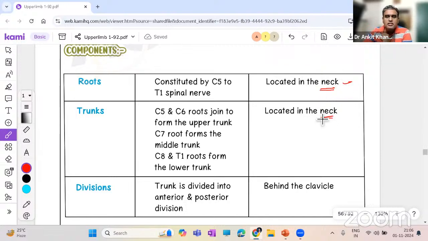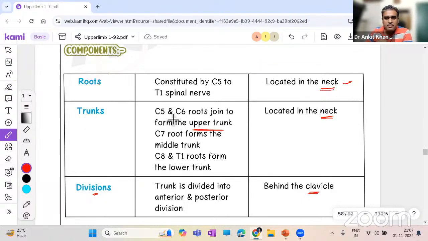Trunks again in the neck region because suddenly after roots, trunks will be formed. So it is not that trunks are in the axilla, no. Then after that, divisions are formed. Trunks are divided into divisions. Trunk divisions are behind the clavicle. Okay. So here you can see how the three trunks are formed.